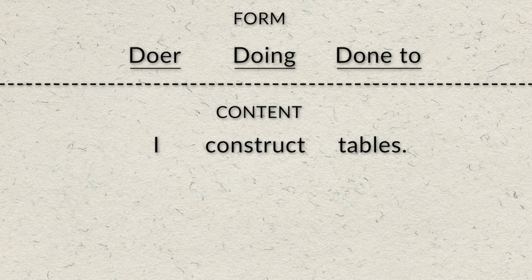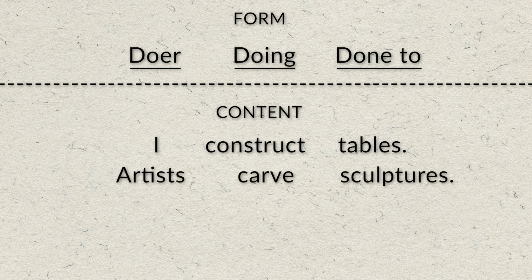Let's look at another sentence. Artists carve sculptures. What is being done to in this sentence? Sculptures. Sculptures is the thing being done, right? What is happening to these sculptures? They're being carved. And who is doing all of these sculptures? Artists. Artists are the doer. What they're doing is carving. And what are they carving? Sculptures.